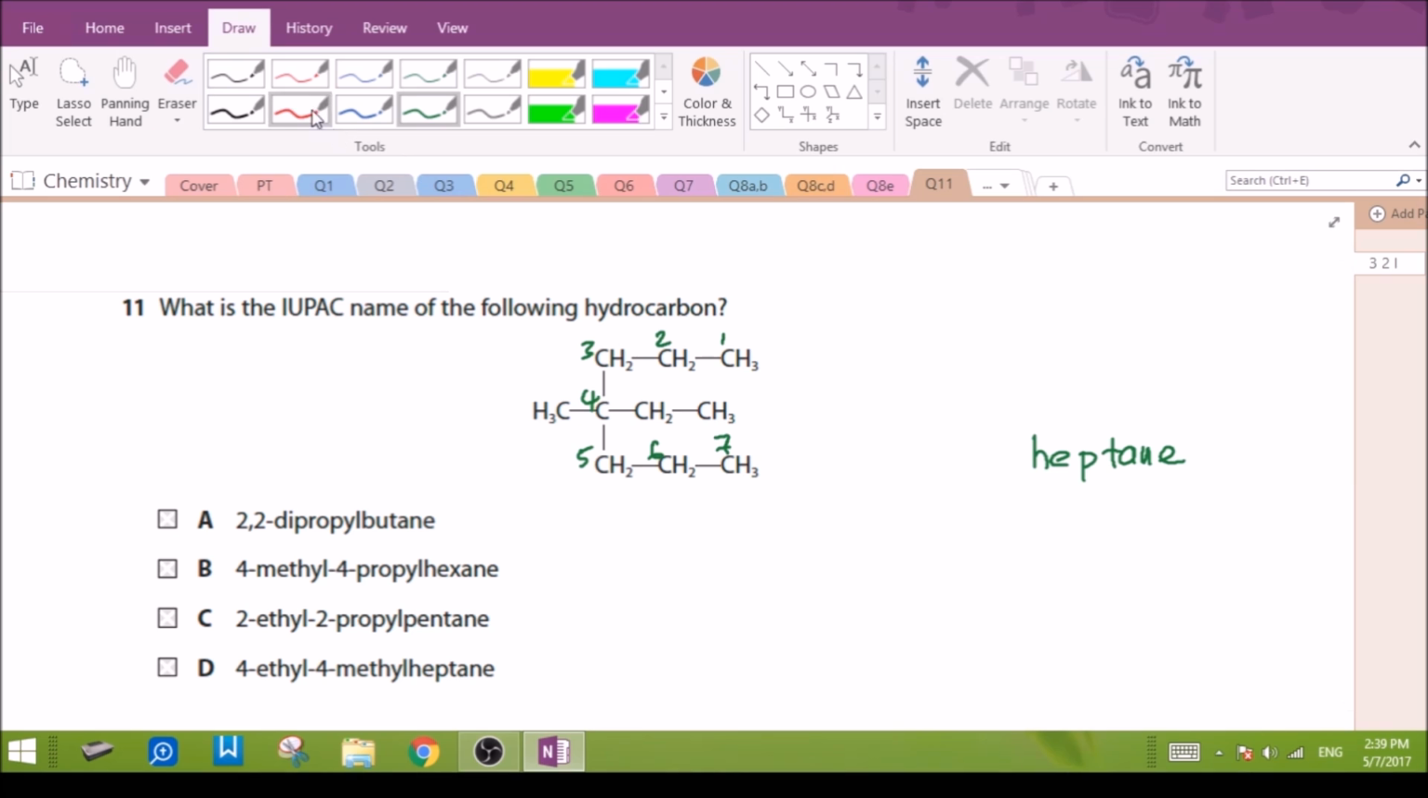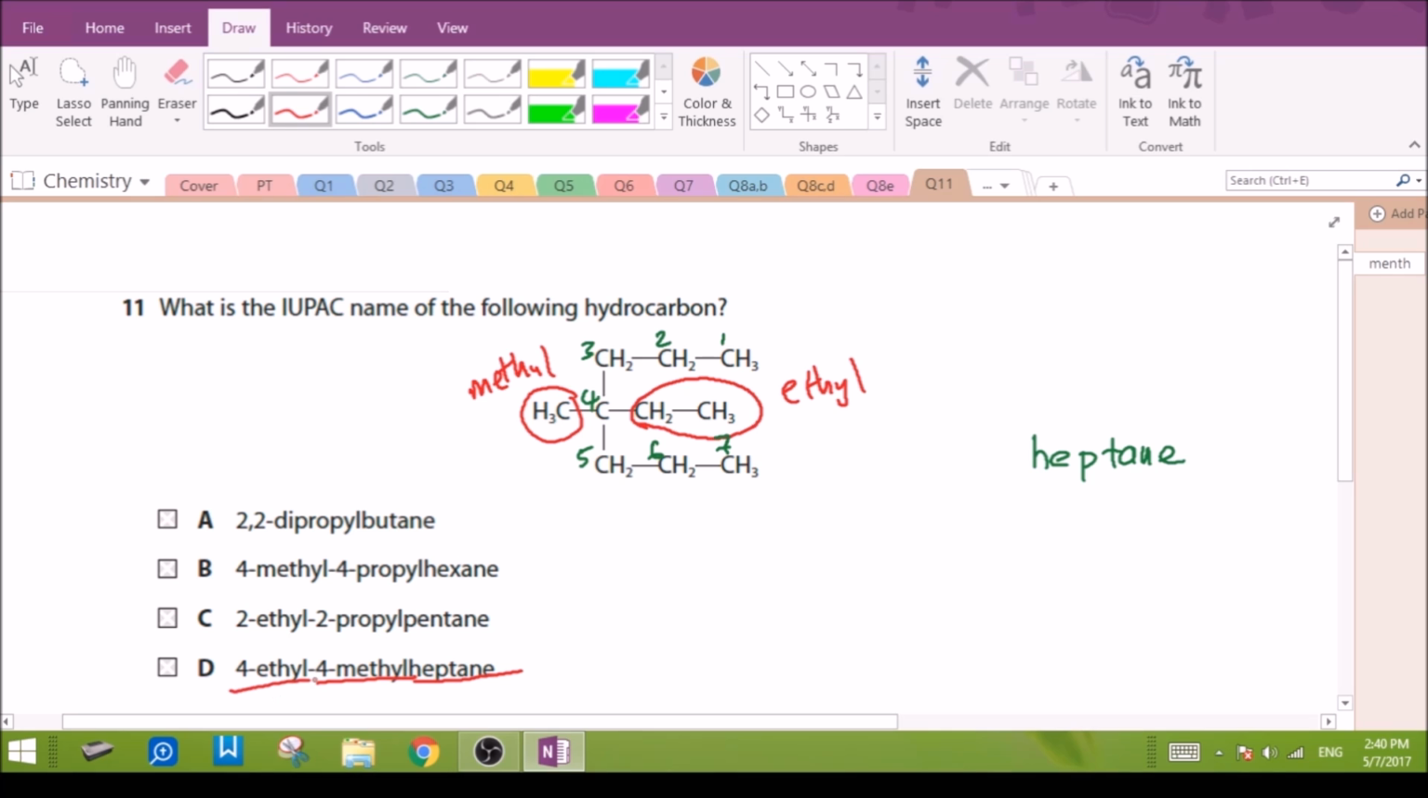Then let's look at the branches. At carbon number 4, we have a methyl branch, a 1 carbon branch, and then at carbon number 4 we also have another branch, the ethyl branch. So we have heptane, 4 methyl, right, and then 4 ethyl. So D is the answer.